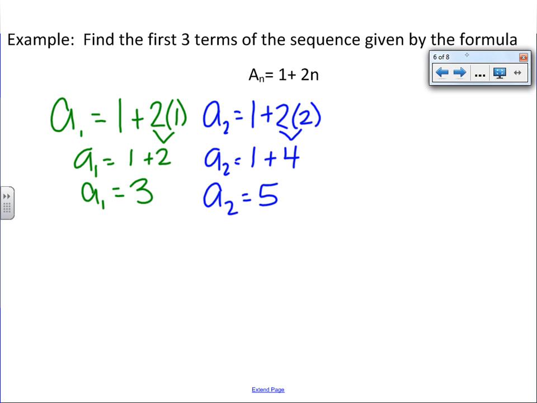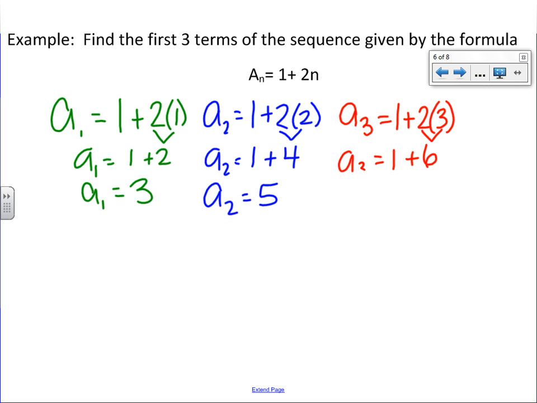Third term, I'm going to then plug in 3. So a sub 3 equals 1 plus 2. Instead of n, we'll put 3. Order of operations, we're going to get 2 times 3 is 6. Bring everything else straight down. So a sub 3 equals 7. So my first 3 terms are 3, 5, and 7.